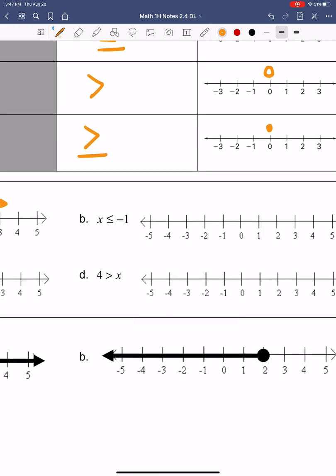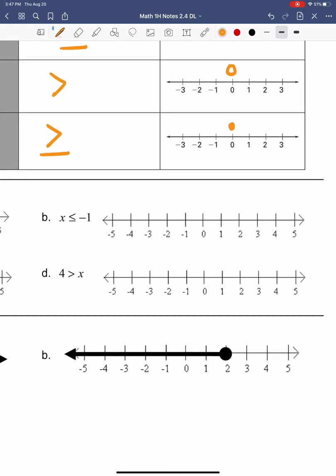Sliding to letter B here. Now x is less than or equal to -1. So notice this time we have the or equal to bar there. So we know it's going to be a closed circle. It's going to be at -1. So I have got my closed circle there. Okay, and less than or equal to -1 is going to be to the left because we want the numbers that are less than that. So -2, -3, and so on and so on.